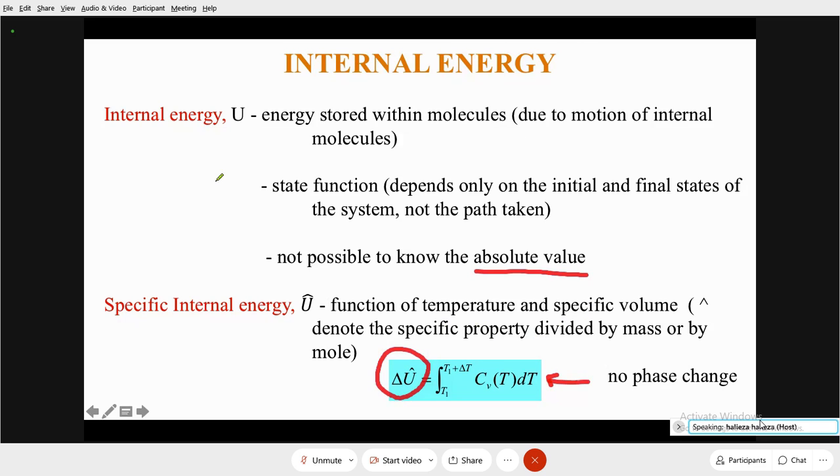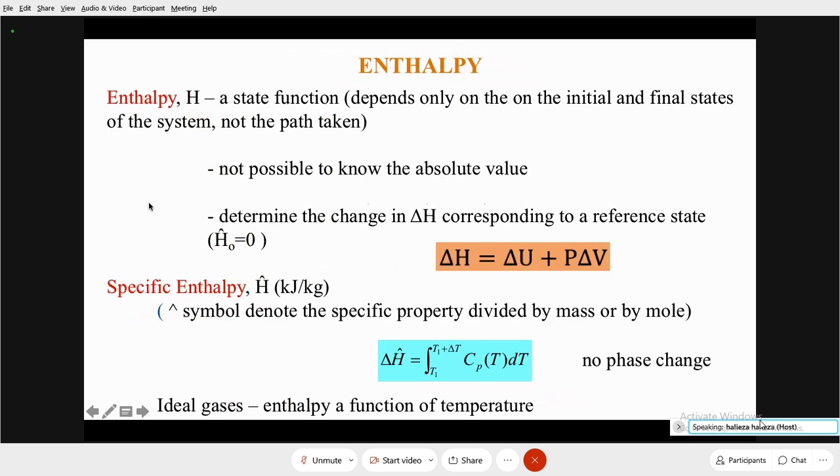So let's go to our next slide. Again, enthalpy. Enthalpy is the same thing as internal energy. You cannot calculate it directly.